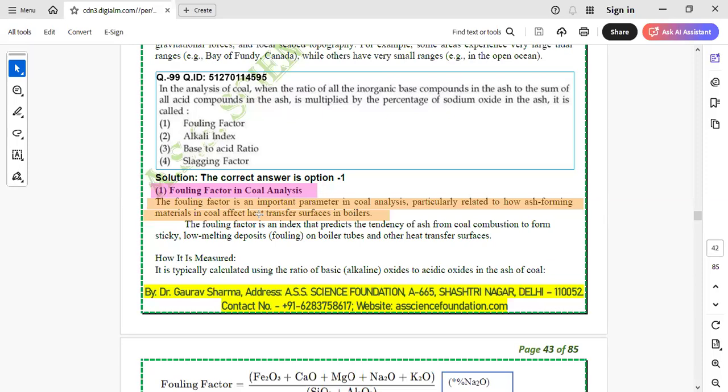If you talk about fouling factor, the fouling factor is an index that predicts the tendency of ash from the coal combustion to form sticky low melting deposit, fouling. So it will calculate what is the tendency of the ash to form a fouling deposit. Fouling is basically low melting deposit which sticks onto the boiler tubes and other heat transfer surfaces, so that it will create a problem in transferring the heat.